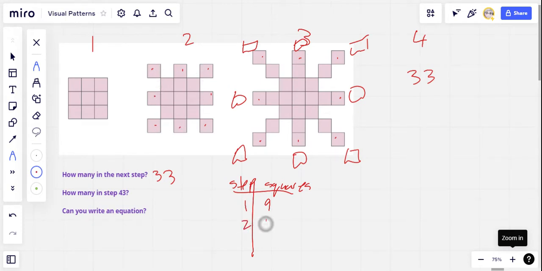So in step 2, there are 17. And then we've added 8 more. 18, 19, 20, 21, 22, 23, 24, 25. So that's in step 3 is definitely 25. And then let's do step 4, 26, 27, 28, 29, 30, 31, 32, 33. So in step 4, 33, like we had predicted.